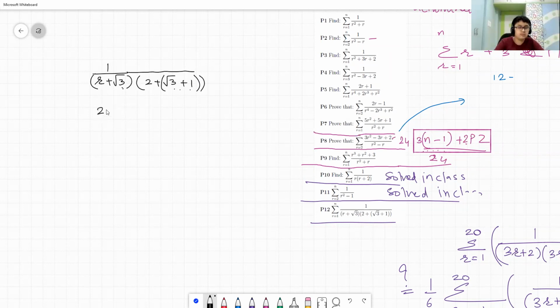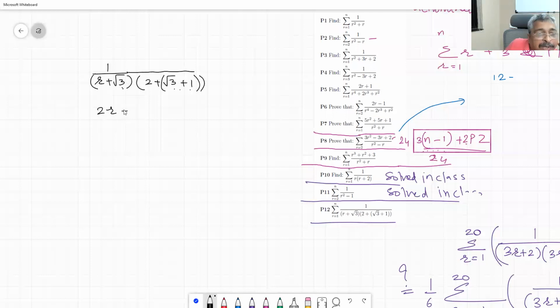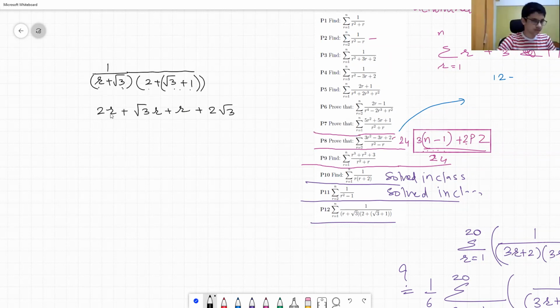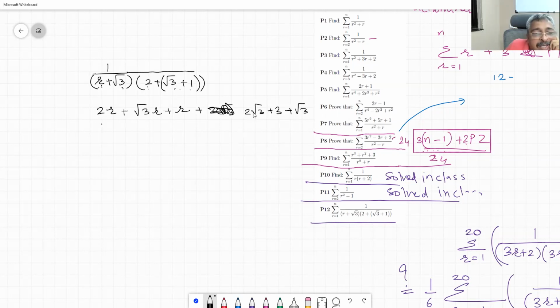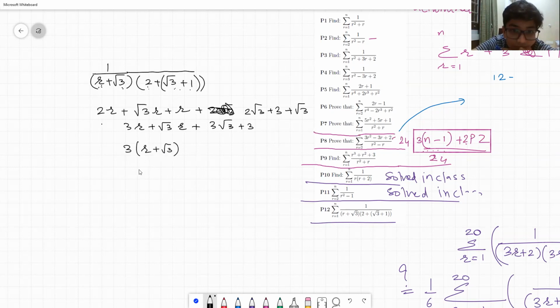Similarly, let us see 2r. This is 2r plus root 3 r plus r plus 2 root 3. Is that right? Yes, r into 2, that is this. One more root 3. So we have 2 root 3 plus 3 plus root 3. Correct? So we have 3 root 3 plus 3. We have 3r plus root 3 r. Is that correct? So if I take 3 inside the bracket, r plus, and one r.